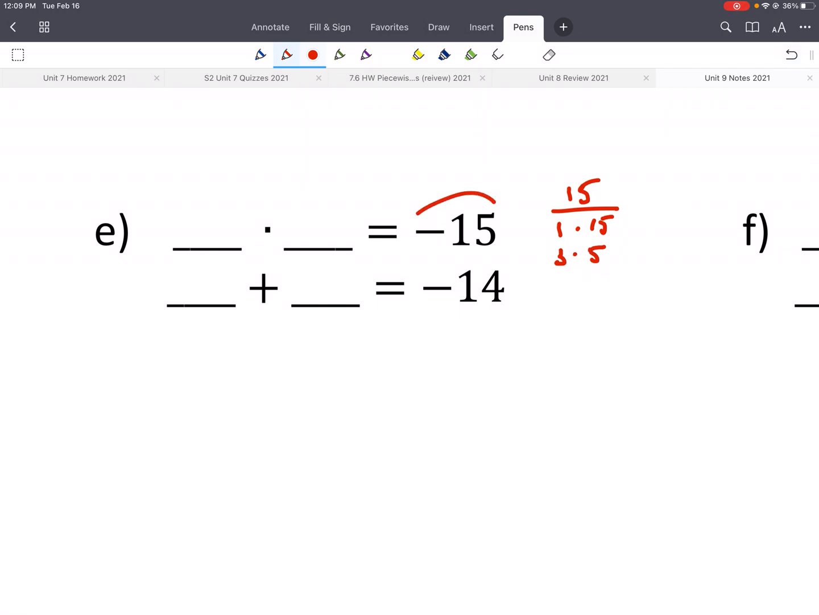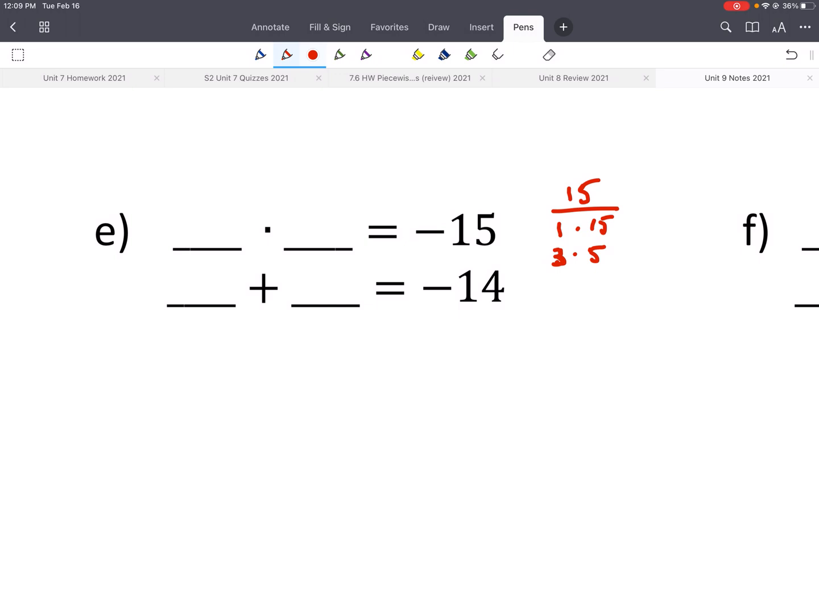Okay, again, it's being multiplied and it gives you a negative. So if you multiply two things and you get a negative, one of them has to be negative and the other has to be positive. So 1 and 15, that could work. Yep, I just crossed that off, and I think that would work.